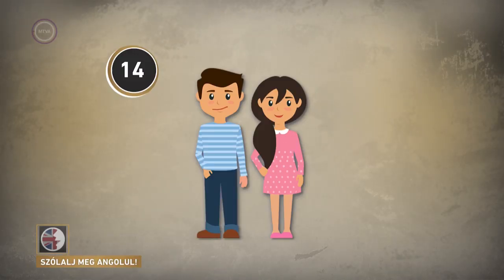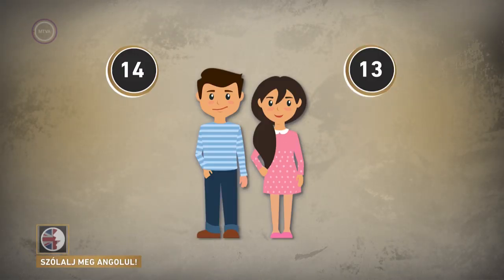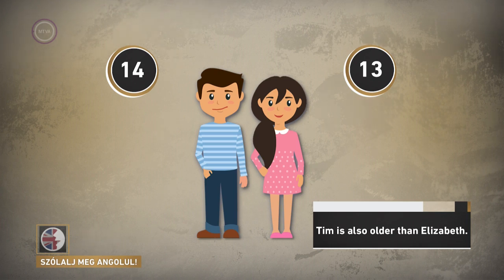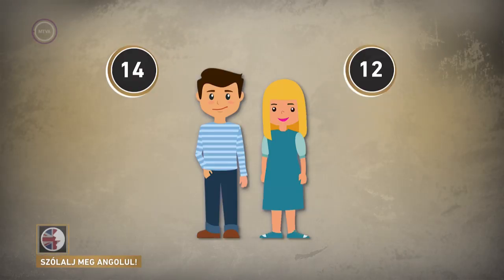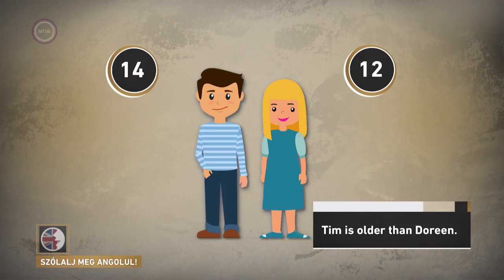Good. Now, what about a sentence about Tim and Elizabeth? Tim is 14 and Elizabeth is 13. So, Tim is also older than Elizabeth. Okay, we're on a roll. Tim is 14 and Doreen is 12. So Tim is older than Doreen. In fact, Tim is older than John and Elizabeth and Doreen.